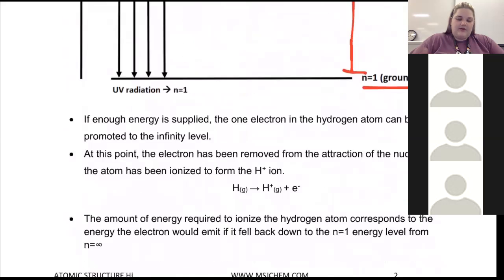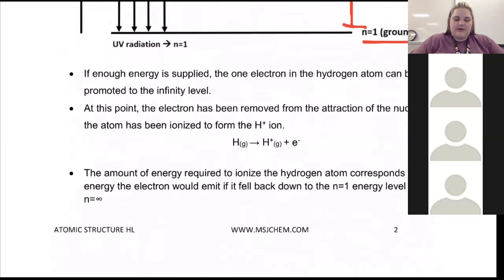And down here at the bottom, it's saying a little bit about what I said: if enough energy is supplied, then one electron in the hydrogen atom can be promoted to the infinity level. And when it reaches the infinity level, really what we're saying is that the attraction of the nucleus is so weak, because it's so far away, that the electron can be removed from the atom. And so then it turns into a positive hydrogen cation.